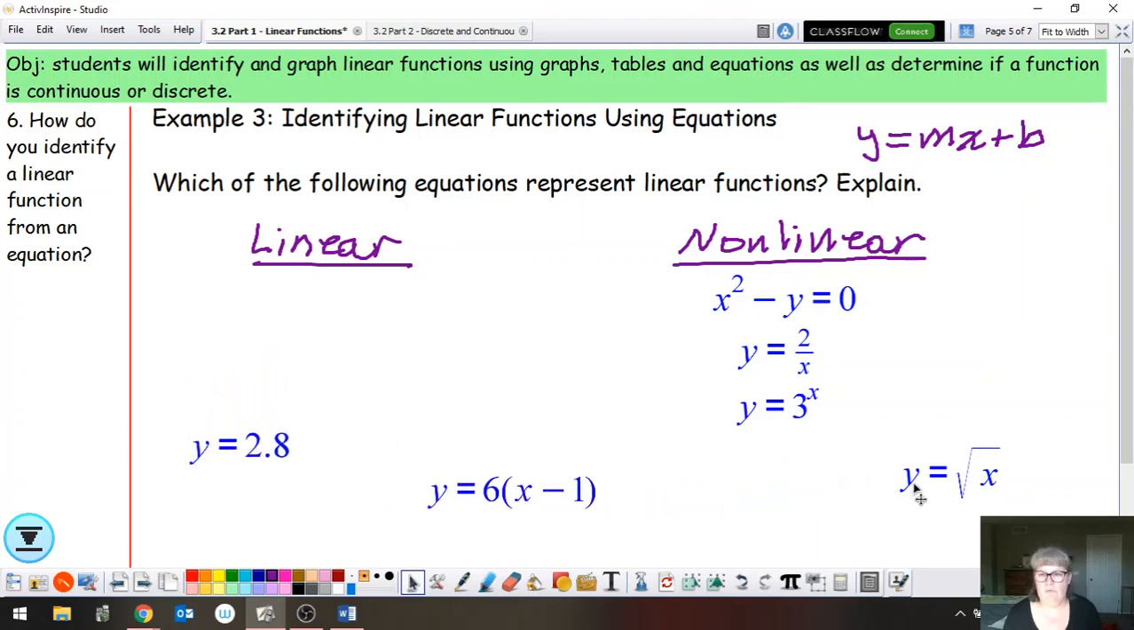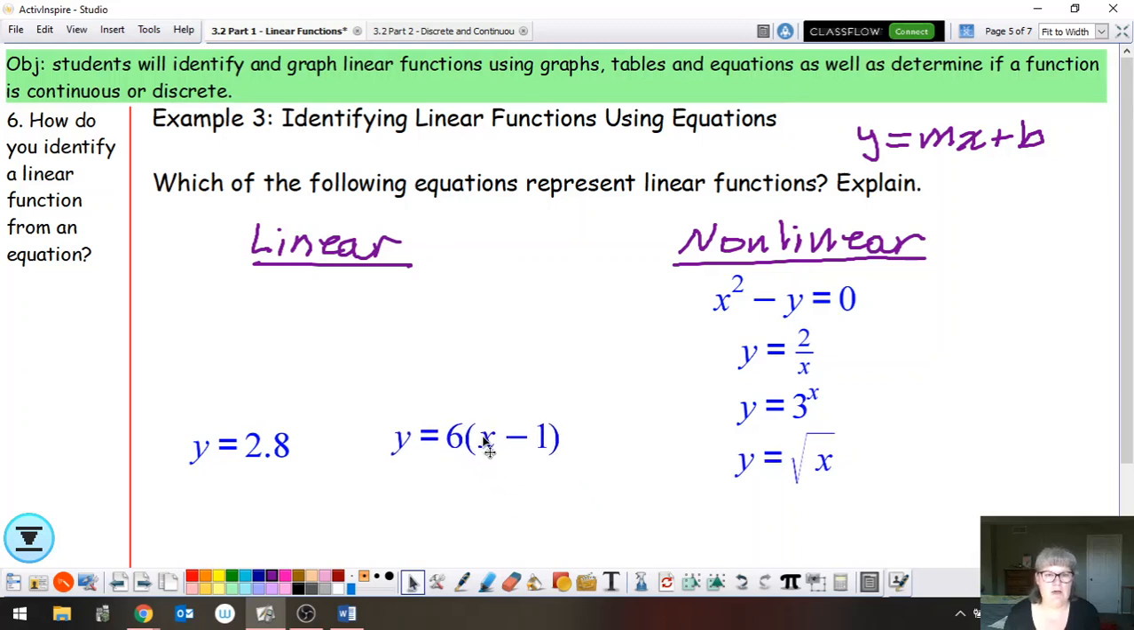Then I have 3 left. This one right here, y equals the square root of x. Is there a square root on my x in y equals mx plus b? No, there isn't. So that makes that equation nonlinear. Now, if I look at these other two, can I write them in y equals mx plus b form?